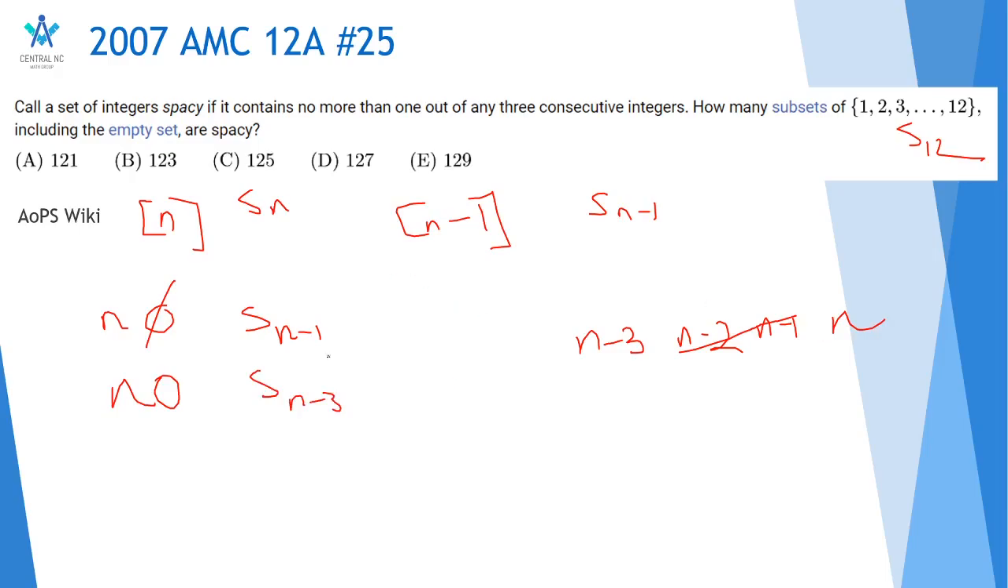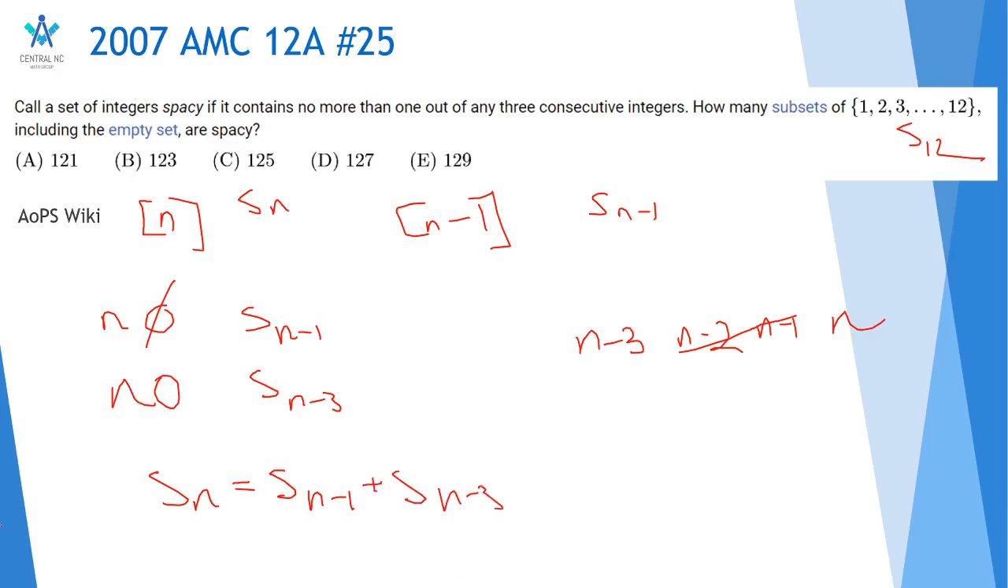and so that's just totally independent of what we decide to do with these first n minus 3 numbers, so we get S of n minus 3. And so thus, now we have a recursive relation in terms of S of n. We have S of n is equal to S of n minus 1 plus S of n minus 3.